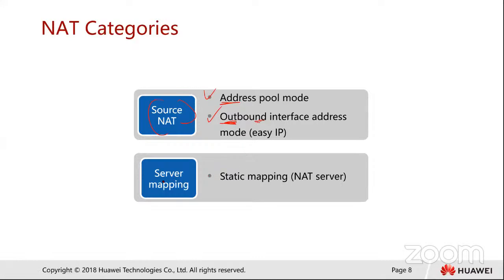So we have also server mapping, and in server mapping we can have static mapping. This enables external users to access servers on a private network. You're going to do some kind of static mapping, and you're going to map one-to-one because you don't want your server not to be accessed. So in static mapping, which some people call NAT server, it maps one private IP address to one public address. And this mode applies when public network users access servers on the private network.